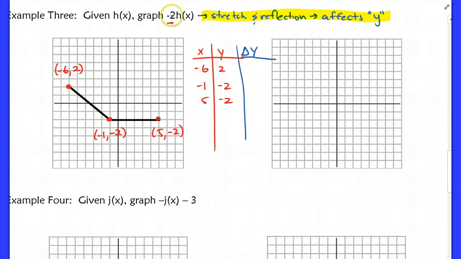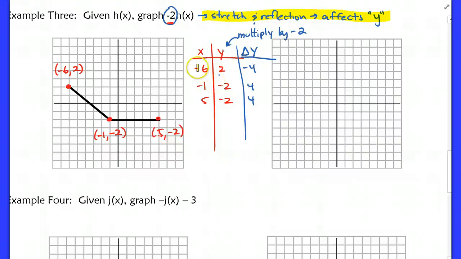So we have to think about what this does. Well, all that your number in the front is going to do is multiply your y coordinates. So I'm going to change this y here by multiplying each value by -2. So now the new y is going to be -4. After I multiply 2 times -2, I get -4. And if I multiply -2 times -2, I get a +4, and then another +4.